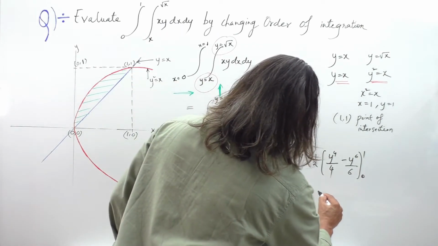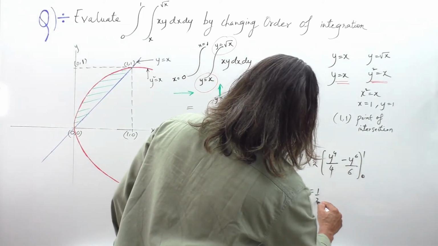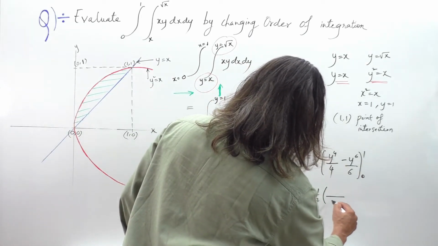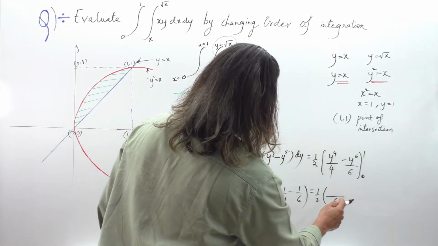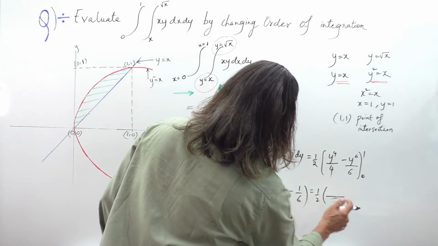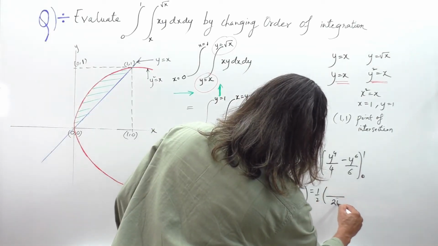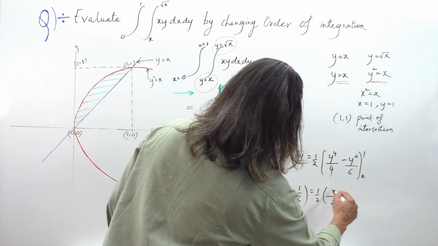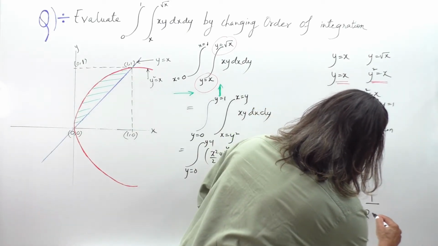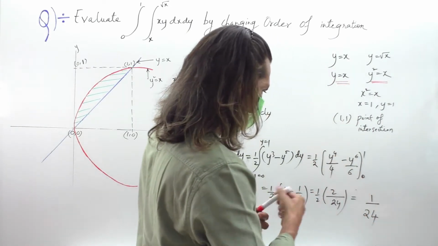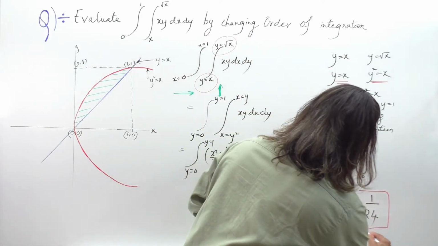So I think it will be 1 by 2 into, here if we take the LCM, it will be 24. Okay, 24. 6 minus 4 is 2. So after simplification we get the answer as 1 by 24. So this is the answer.